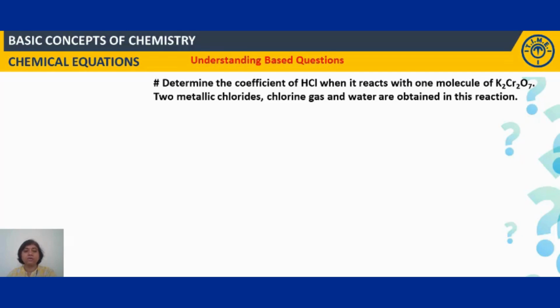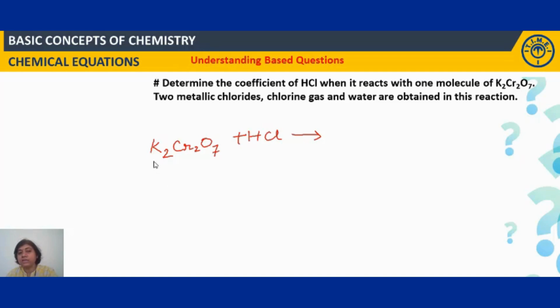Okay, so what will we do? We have to determine the coefficient of HCl. That means what we have to do? First we have to balance the chemical equation. So let's see. First we will write: K2Cr2O7 reacts with HCl. What is HCl? Hydrochloric acid.